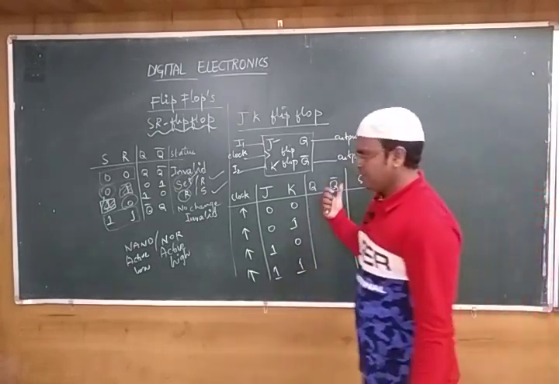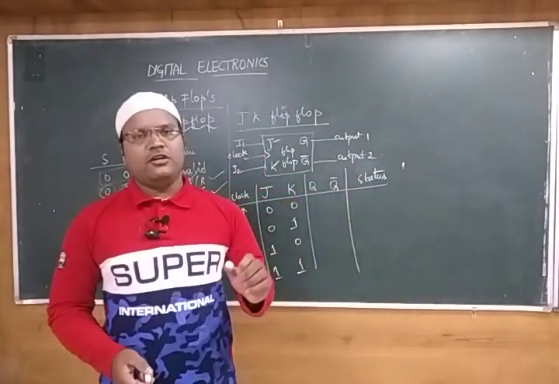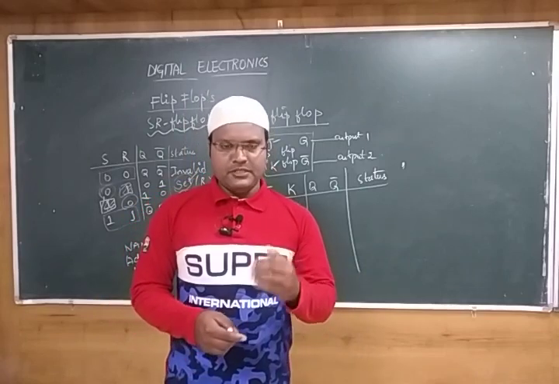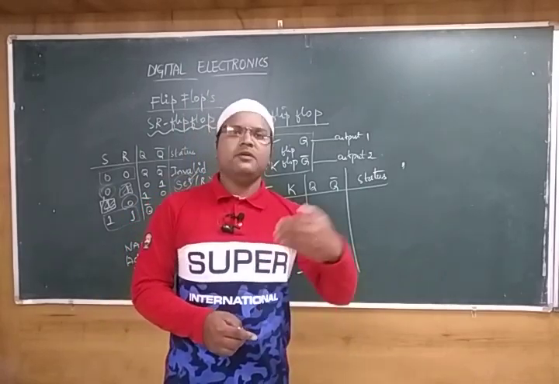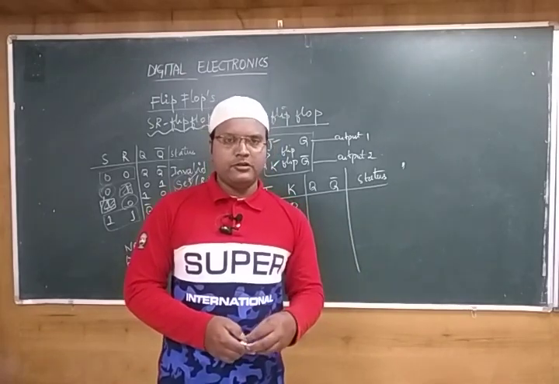Before writing the status, the first thing you have to keep in mind is that it is a sequential logic circuit. What does a sequential circuit mean? It depends upon the past input, present input and the previous output. For these 3 values it is going to depend. Why is it going to depend on these 3?